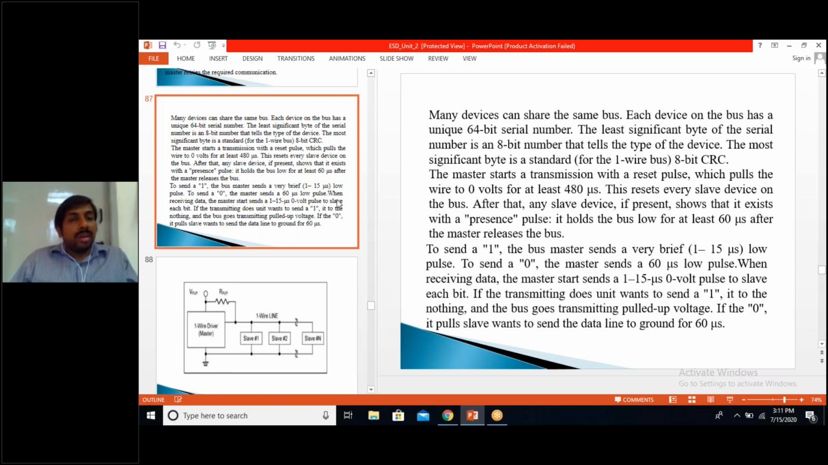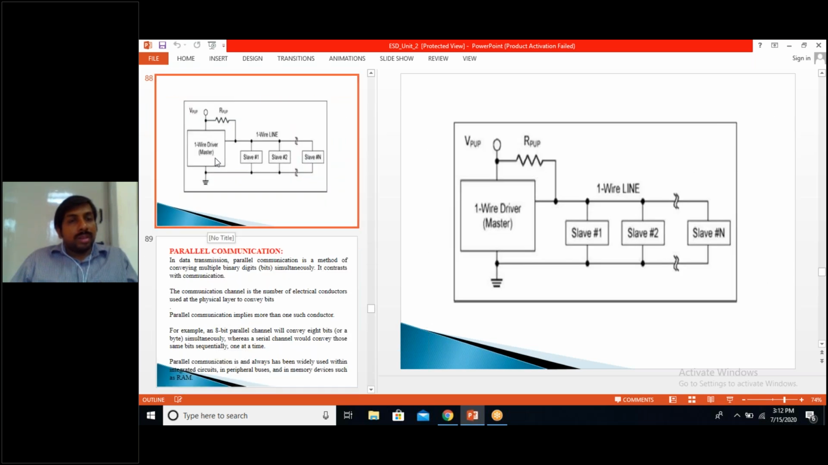To send a 1, the master sends a 15 microsecond low pulse. To send a 0, the master sends a 60 microsecond low pulse. While receiving data, the master starts by sending a 15 microsecond 0 volt pulse to the slave device. Like this, a protocol is used and the devices are identified by the 64-bit serial number. In this diagram, the one wire master is connected to all the slaves using one wire logic.